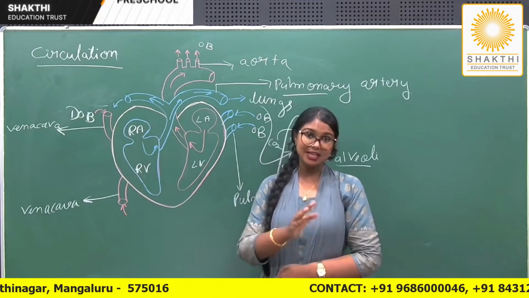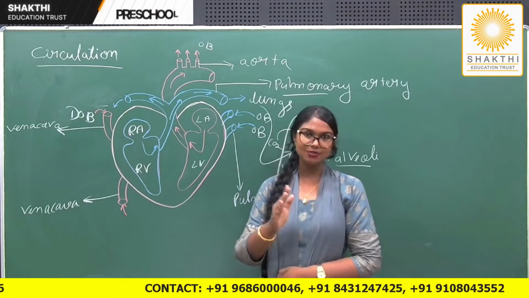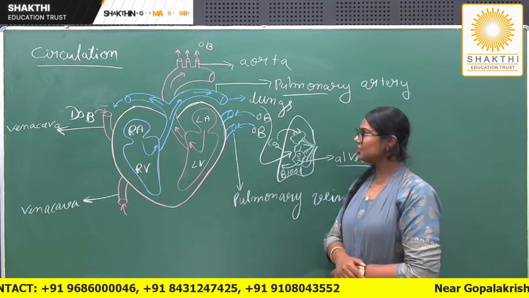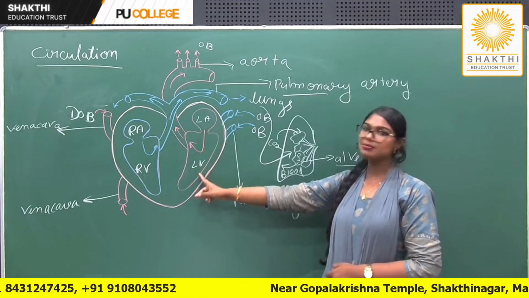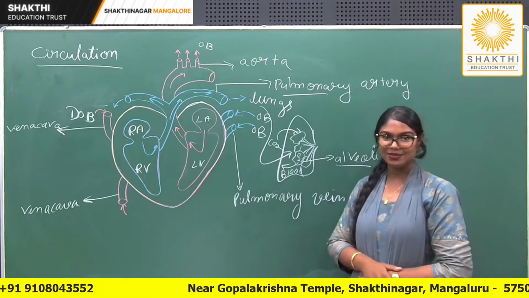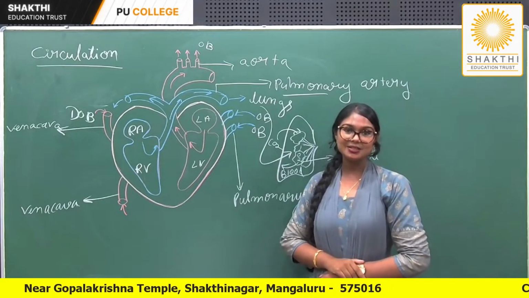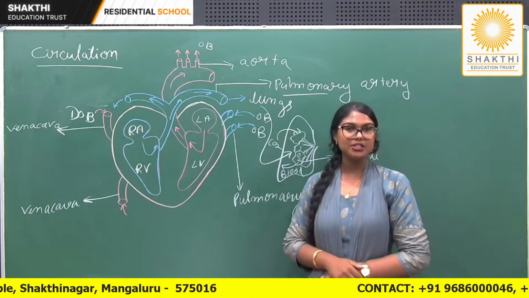In the lungs, DOB becomes OB, oxygenated blood. Oxygenation of blood takes place, and the OB comes back to the left atrium because of the pulmonary veins. From the left atrium, the OB will enter the left ventricle. From the left ventricle, the OB enters the largest blood vessel, aorta. The cycle repeats. So, this is very important, students.